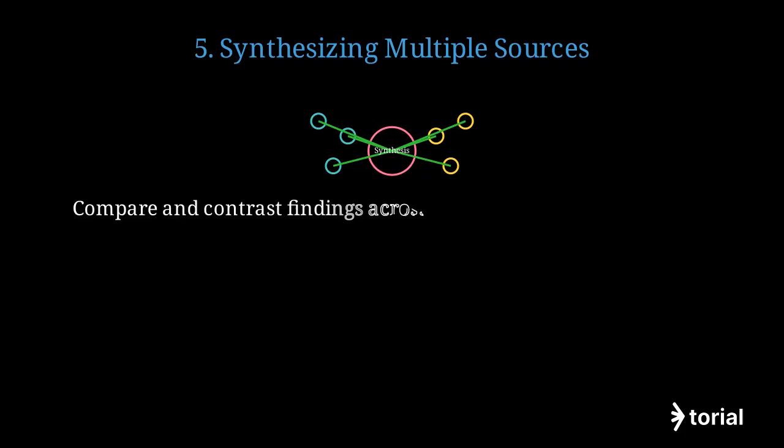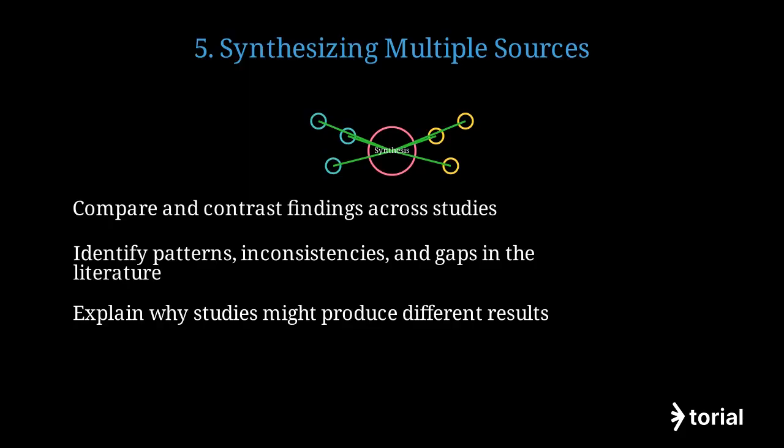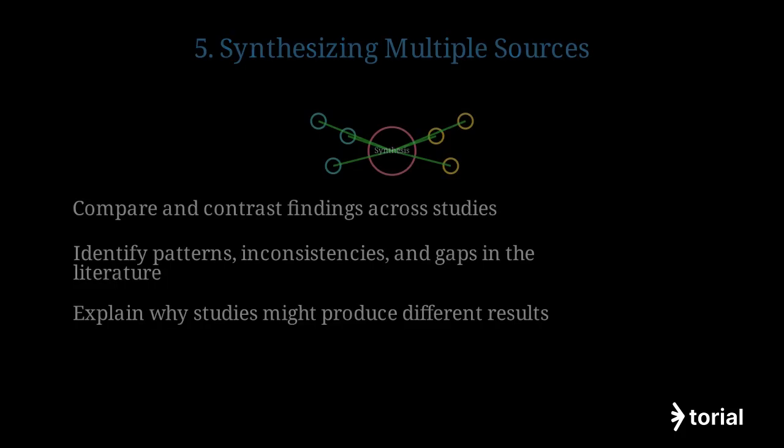Critical writing requires synthesizing information from multiple research studies. Synthesis means combining multiple studies to create new insights, not just listing findings one after another. Compare and contrast findings across different studies, identifying patterns of agreement and disagreement. Look for patterns in the research, note inconsistencies between studies, and identify gaps where more research is needed. Critically analyze why different studies might produce conflicting results, considering methodological differences or contextual factors.